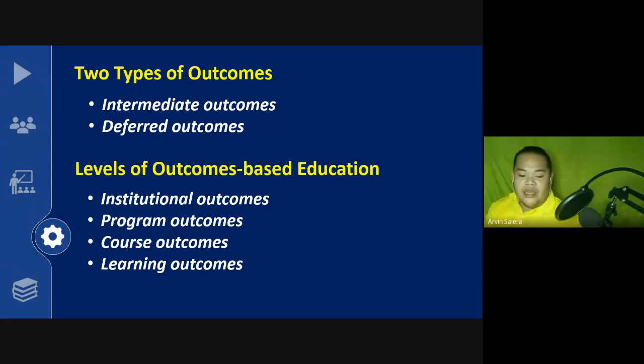Okay, next is, so what is the first type? Institutional. Institutional outcomes are statements that express what the graduates of a certain institution are expected to become after graduation. So it is supposed that any educational institution will have set their expectations from their graduates. That is why these institutions create their mission and vision. Mission statements serve as the institutional guidepost. So these statements dictate all other plans and activities.